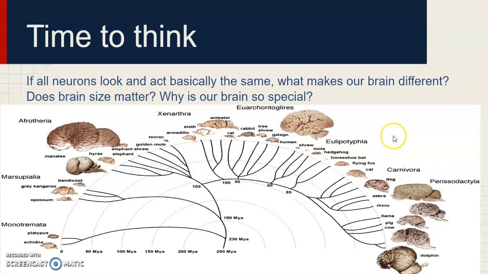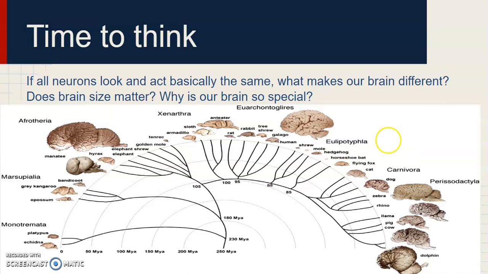So time for you to think. And the question I propose is, if all neurons look and act basically the same, what makes our brain different? Does the size of the brain matter? Why is our brain so special?